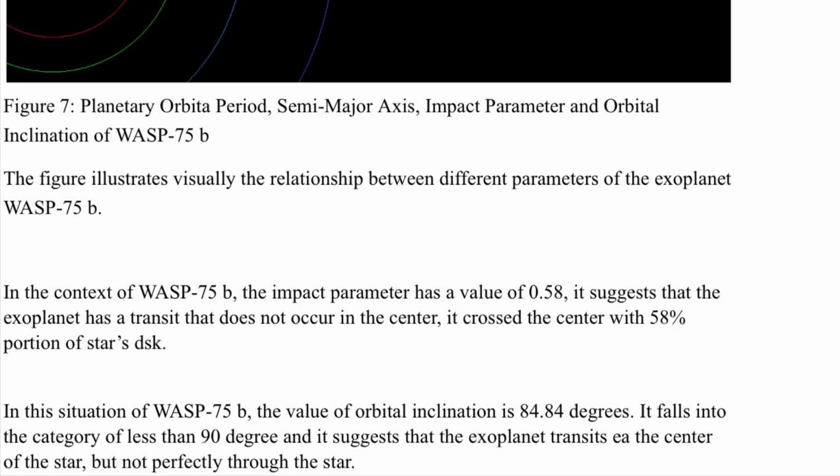And in the context of WASP-75b, the impact parameter has a value of 0.58. It suggests that the exoplanet has a transit that does not occur in the center. It crosses the center with 58% of the star's disk. The transit is partially on center, and it is slightly shorter than a central transit, which means that the ingress and egress phases will be longer than in a full transit. It is also a little shallower than a central transit, and the dip will be relatively less as the exoplanet blocks less host star light.